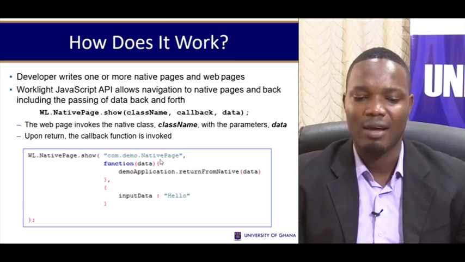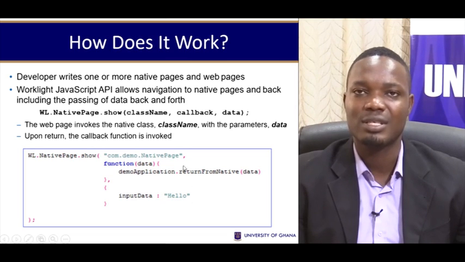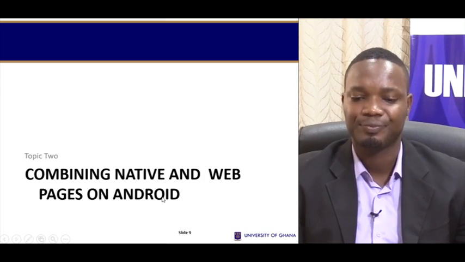So we have a snippet of that WL.NativePage.show. Here we are calling a native page that is written in Java, so we have com.demo.NativePage, and we are passing in a callback function so that when it returns from that native page, it can do something. And the data that we want to send to this native page, we also pass in the input data section.